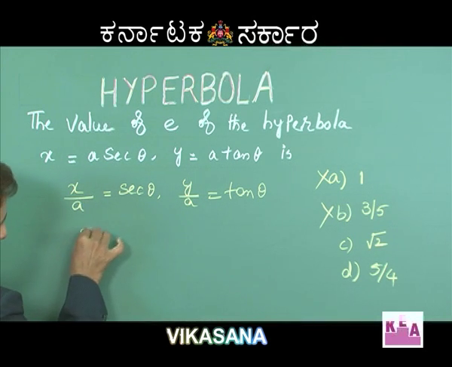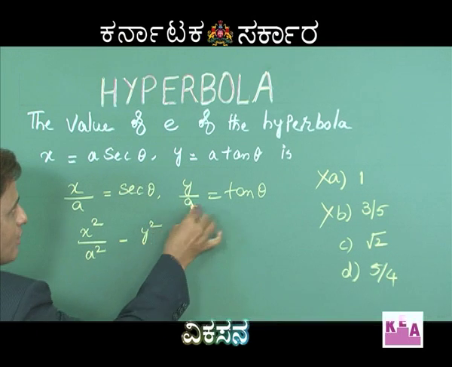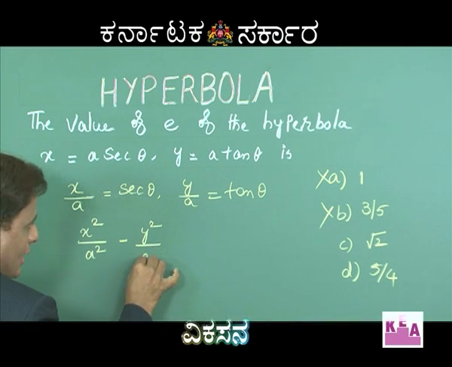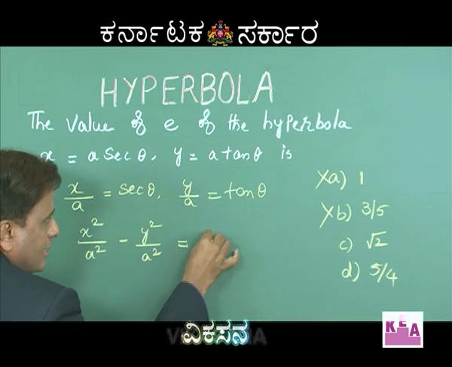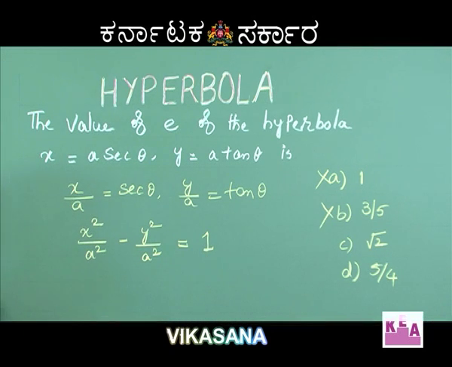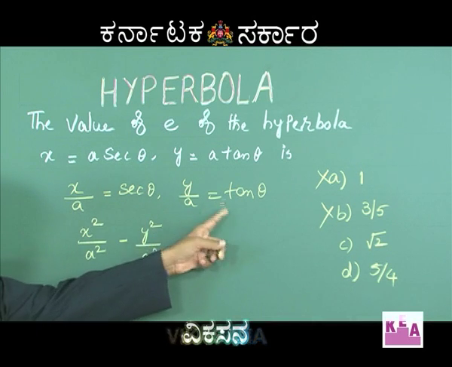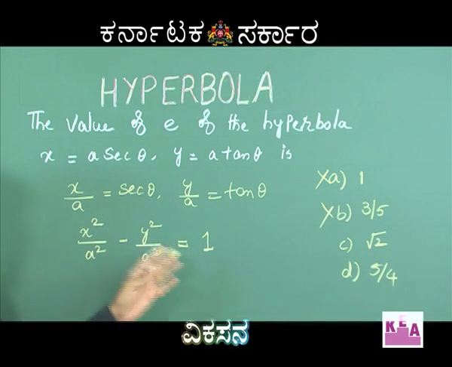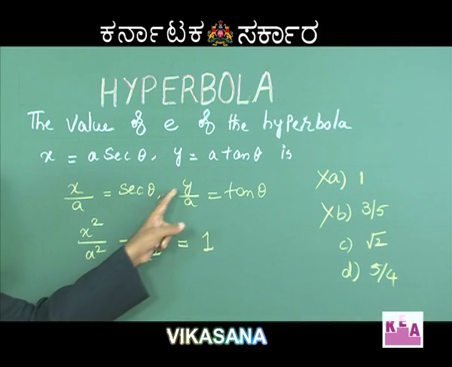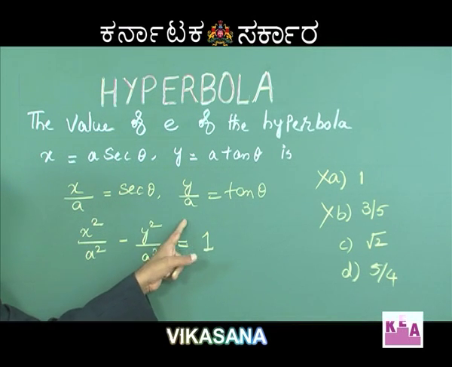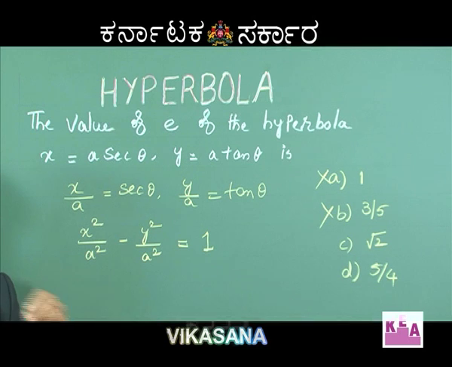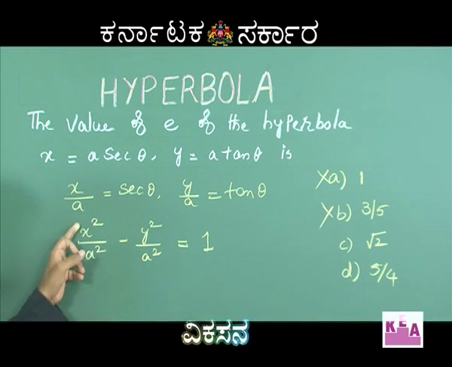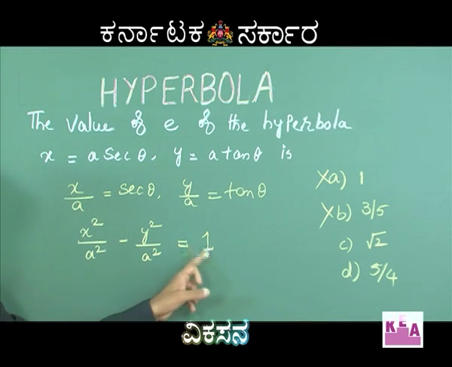So square and subtract, and in the hyperbola we have to get x square by a square minus y square by b square is equal to sec square theta minus tan square theta, which is 1. But why are these two equations not multiplied or added? Because in the hyperbola we need x square by a square minus y square by b square. That is the only option. We have to square and subtract these two equations, giving x square by a square minus y square by b square is equal to 1.